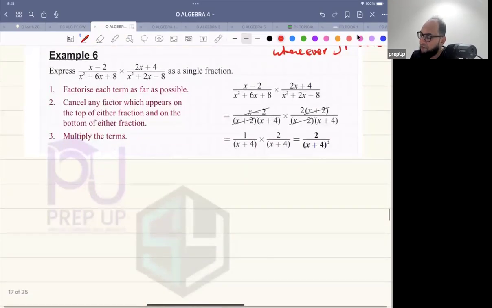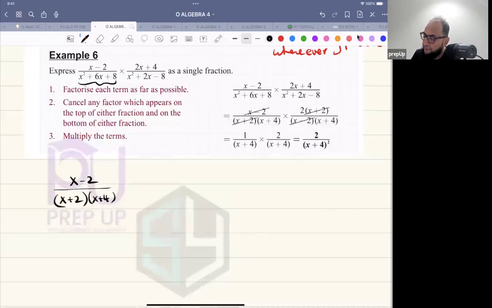Now, for example, if we look at this question, this is x minus 2. When we factorize x square plus 6x plus 8, this comes out to be x plus 2, x plus 4. I simply pick the answer from here. There is a multiplication. There is 2x plus 4. I can write this as 2 times x plus 2, divided by this, x square plus 2x minus 8, that is x minus 2, x plus 4.